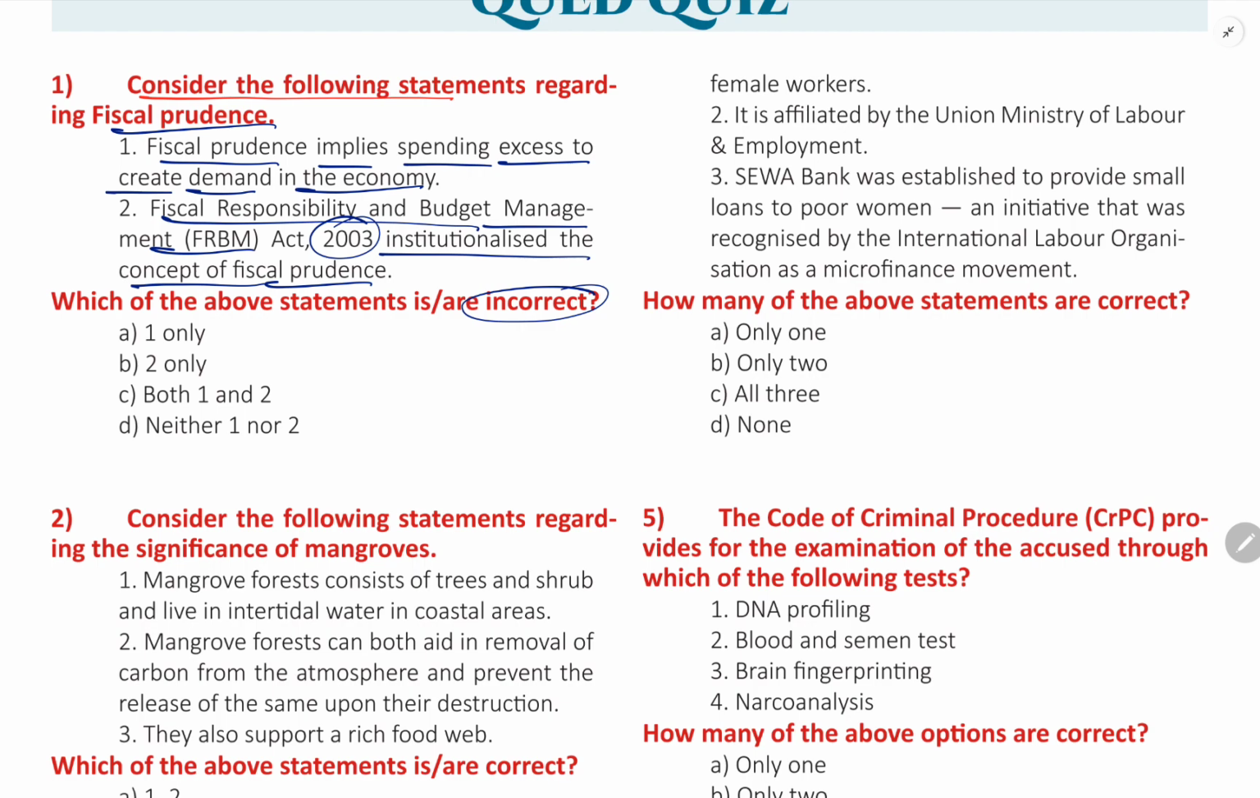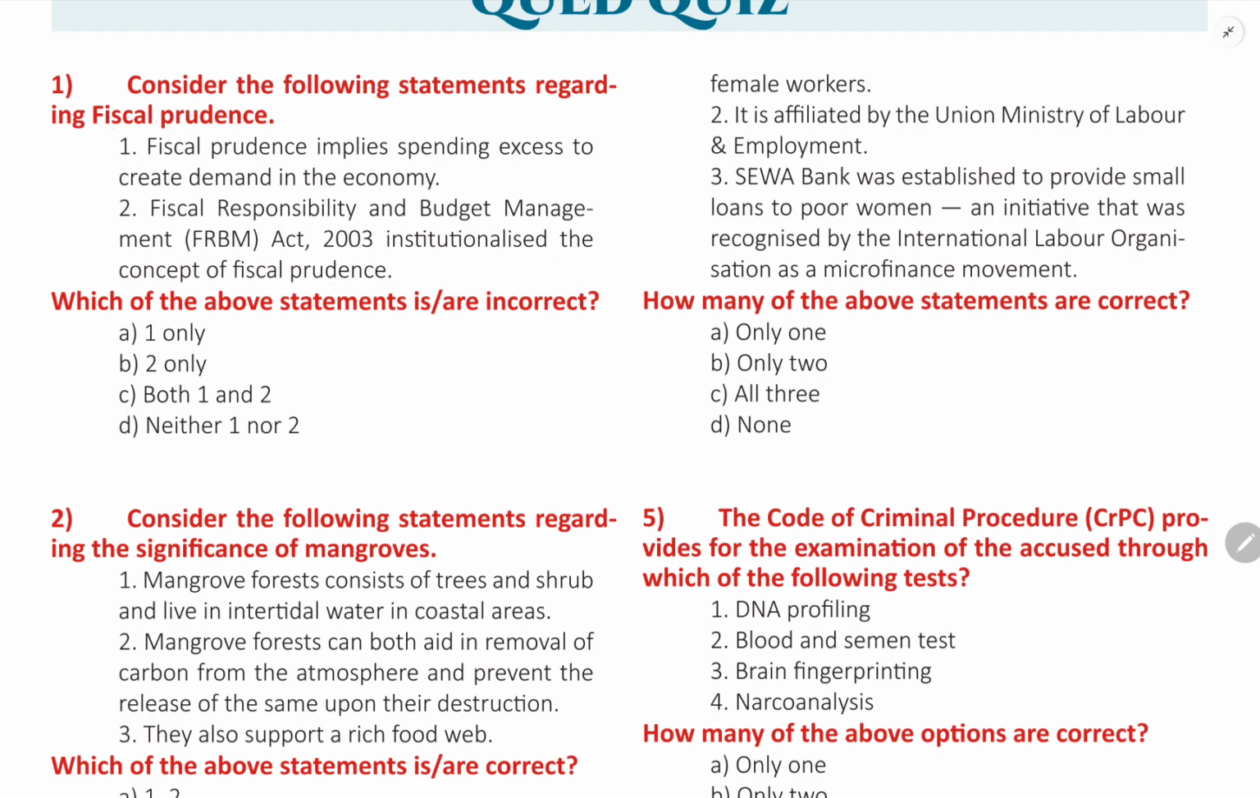So the correct answer of the given question is A. That is, out of the given two statements, the first is incorrect and the second is correct. Now, look at the statement. What is the meaning of fiscal prudence? Fiscal prudence means spending within the budget.